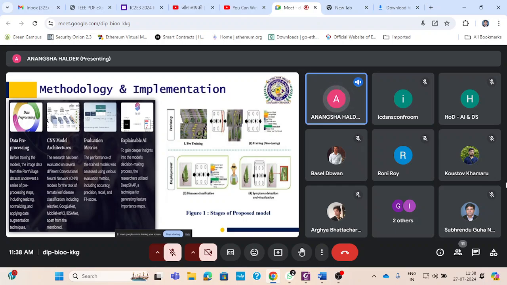And for the stages of our proposed model, we have pre-trained on all the datasets which we have collected. Then we have fine-tuned based on the classes which we have taken, then disease classification, then symptoms detection and visualization based upon the lesions.